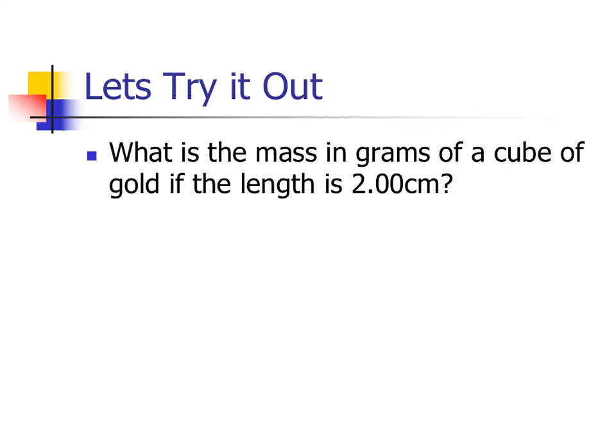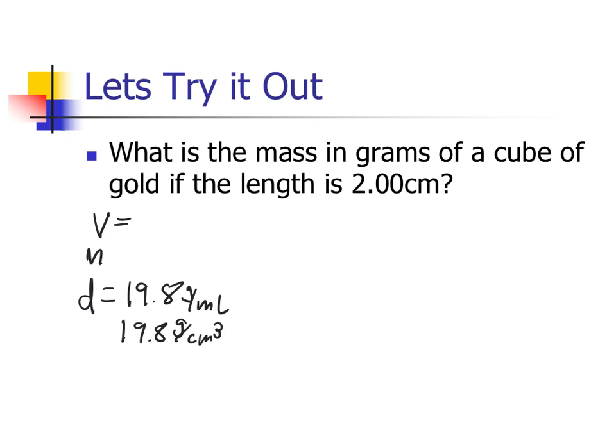The last example we have is: what is the mass in grams of a gold cube if the length is 2 centimeters? This one usually gets students because we have to think about some things. We don't have a volume per se. We don't have a mass either. Gold, if my memory serves me right, is about 19.8 grams per milliliter, or 19.8 grams per centimeter cubed. What I do have is a side or a length, and I also am told that it's a cube.